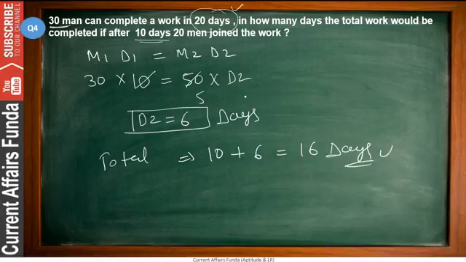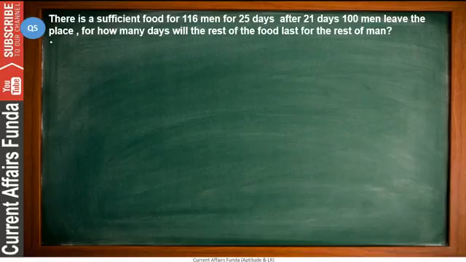Okay, now let's move to the next problem, that is number 5. So friends, in problem number 5, the question is like this: there is sufficient food for 116 men for 25 days. Okay, and friends, after 21 days 10 men leave the place. So for how many days will the rest of the food last for the rest of the men? Okay, so the problem is really very tricky and simple.